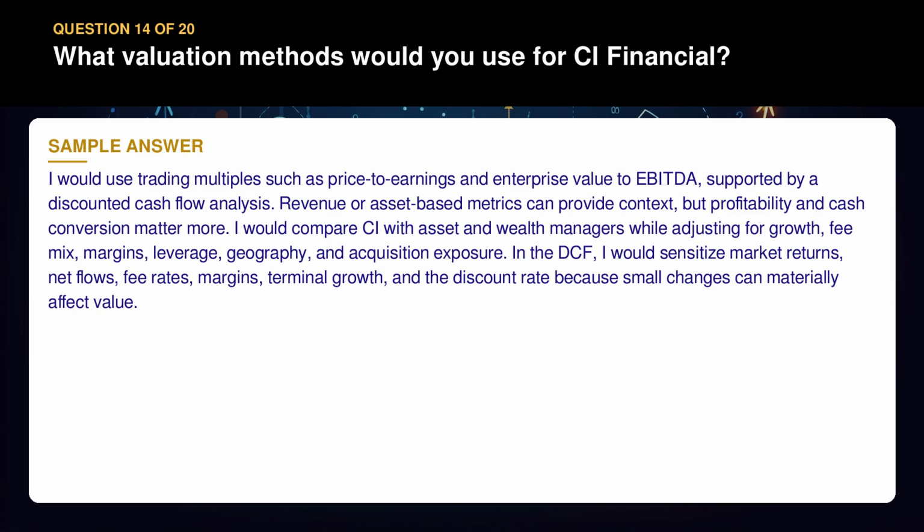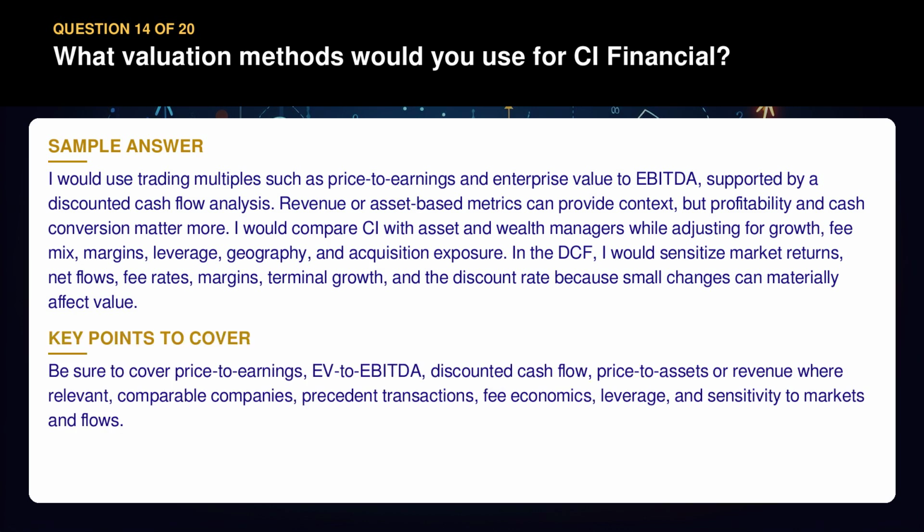In the DCF, I would sensitize market returns, net flows, fee rates, margins, terminal growth, and the discount rate because small changes can materially affect value. Be sure to cover price to earnings, EV to EBITDA, discounted cash flow, price to assets or revenue where relevant, comparable companies, precedent transactions, fee economics, leverage, and sensitivity to markets and flows.